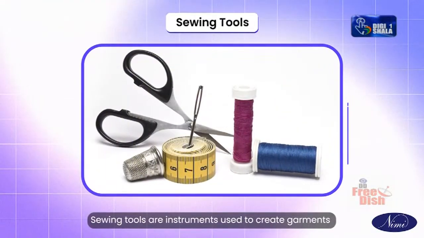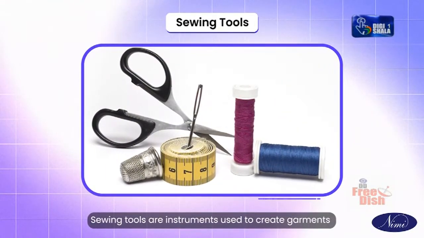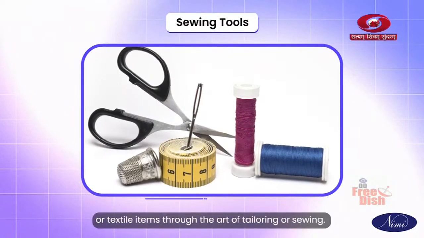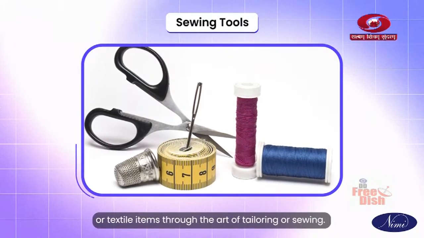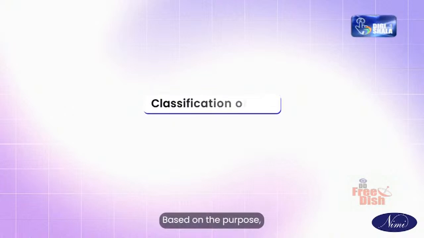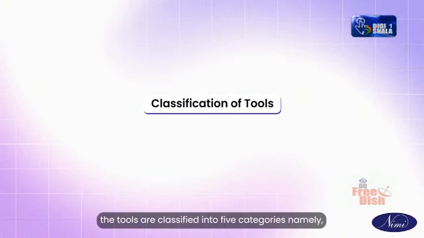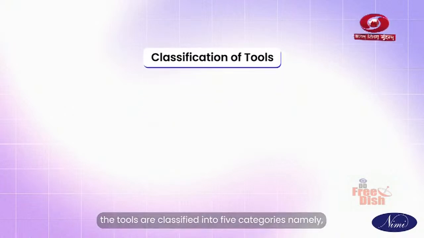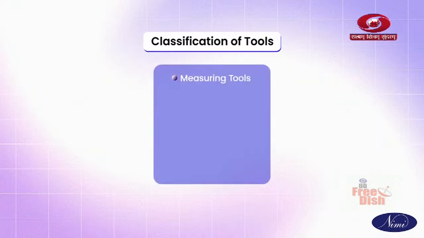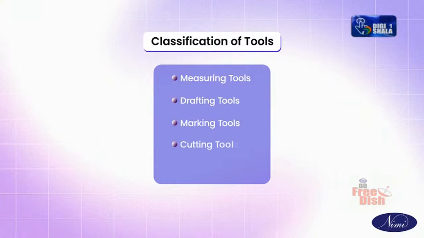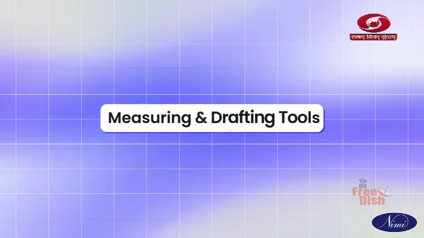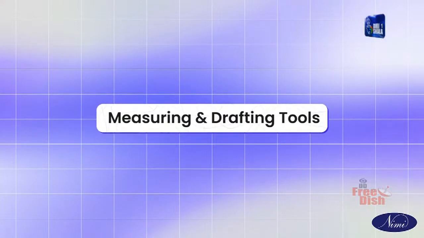Sewing tools are instruments used to create garments or textile items through the art of tailoring or sewing. Based on the purpose, the tools are classified into 5 categories, namely measuring tools, drafting tools, marking tools, cutting tools, and sewing tools. First, let's learn about the measuring and drafting tools.